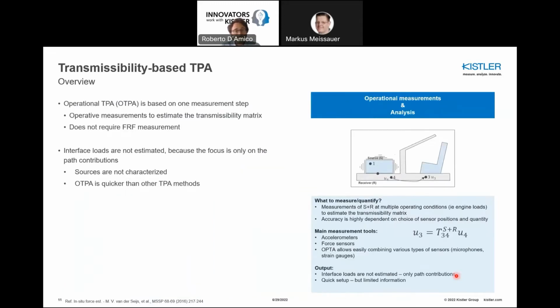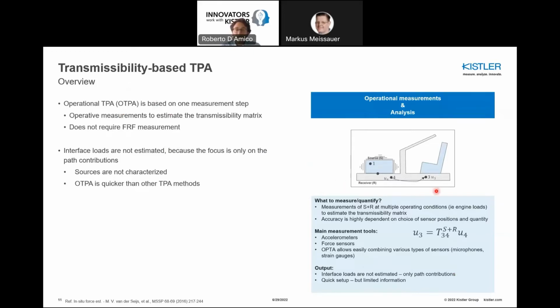We have a third class of approaches. These are called transmissibility-based TPA approaches. Here I mentioned mainly the operational TPA, so OTPA. There are also other approaches like OPAX, for example. And when it comes to operational transfer path analysis, what we are doing is sacrificing a little bit of information that we have at the end of the analysis and gaining time, basically.